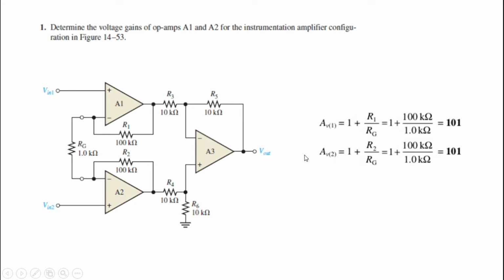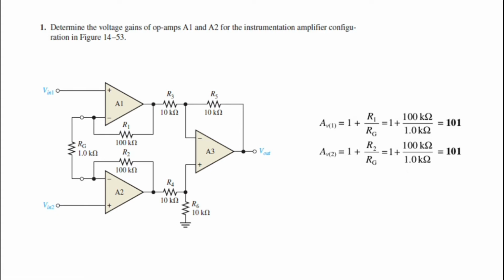The gain for op-amp 2 is given by 1 plus R2 upon RG. Again, you know the values of R2 and RG. If you substitute the values directly, you get 1 plus 100 kilo ohms upon 1 kilo ohm. So the final gain for op-amp A2 is equal to 101.